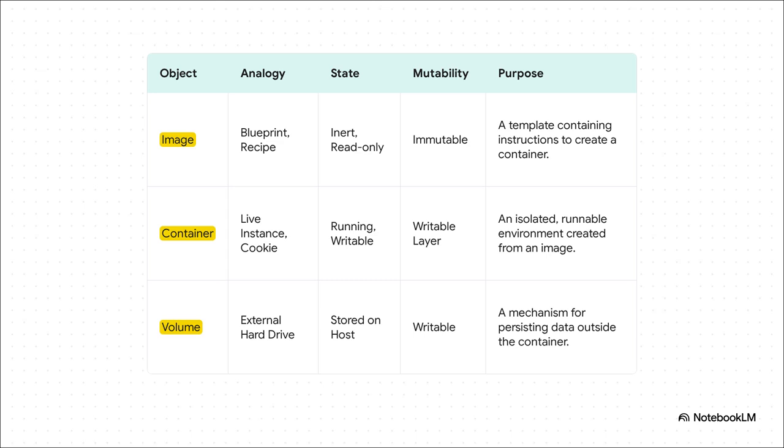So let's put it all together. This is the key takeaway. The image is your unchangeable blueprint. The container is the temporary, live instance you spin up from that blueprint. And the volume, that's your permanent storage that outlives the container. Honestly, this table is your ultimate cheat sheet. If you get this, you get Docker.